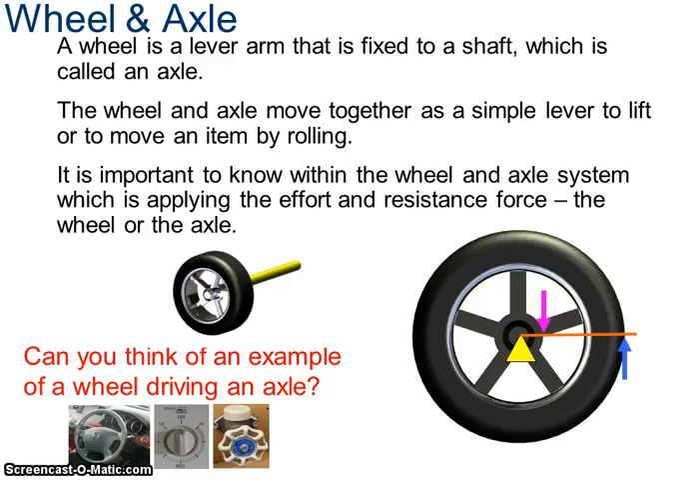So here are some examples. We have a steering wheel, because you are actually the one turning the wheel, and the axle below is turning because of it. So you are applying effort to the wheel, and the resistance force is on the axle. To the right, you have a knob and a faucet, and with both of those, you're spinning the wheel, and the axle below it is spinning because of the effort you're applying.